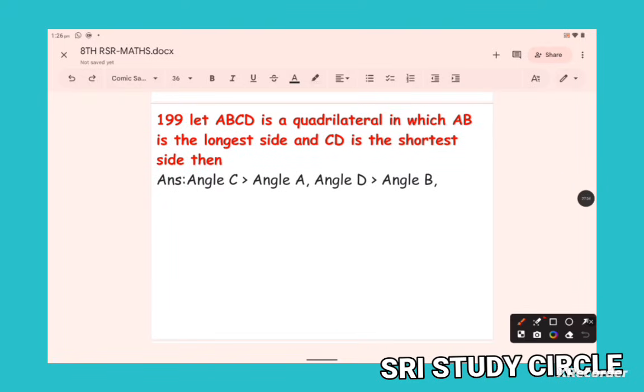Let ABCD be a quadrilateral in which AB is the longest side and CD is the shortest side. ABCD is a quadrilateral.